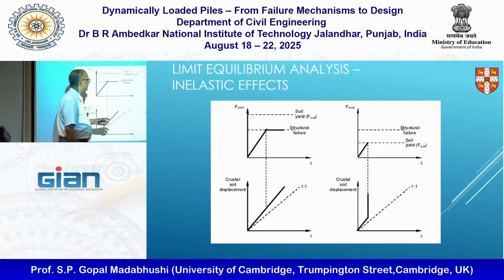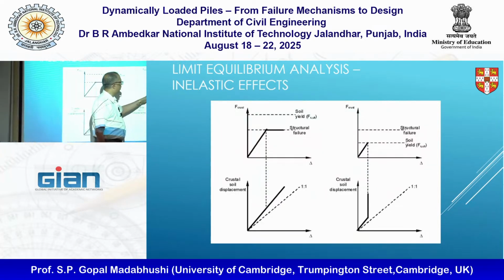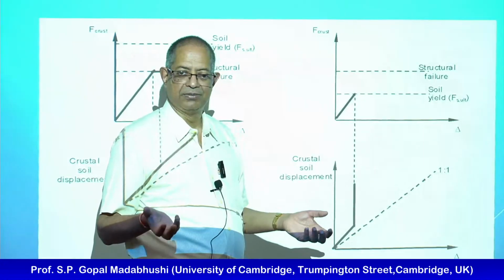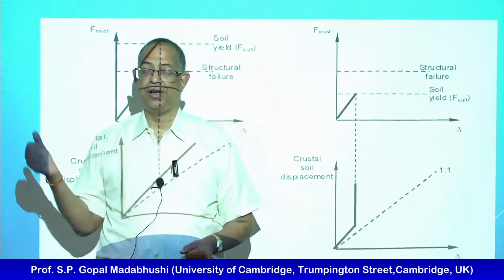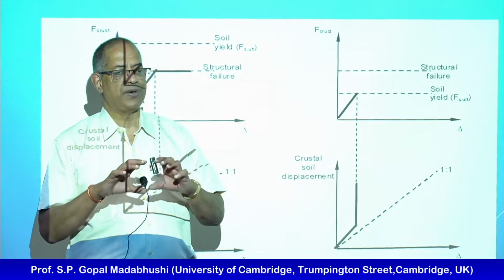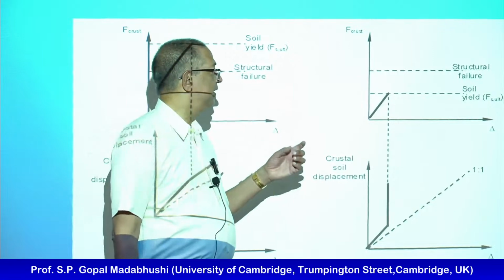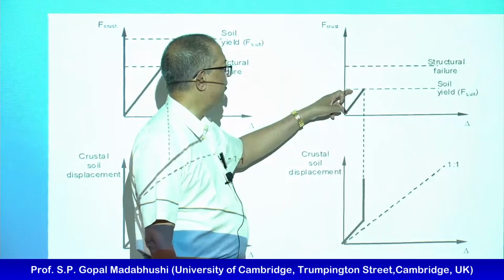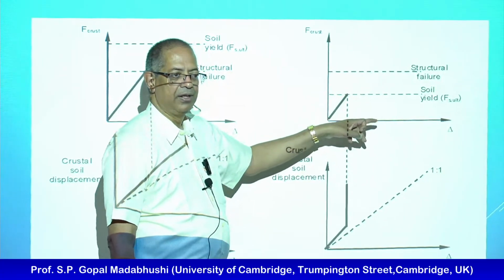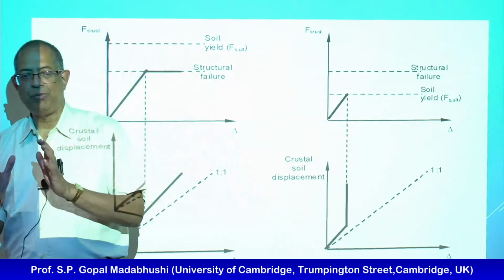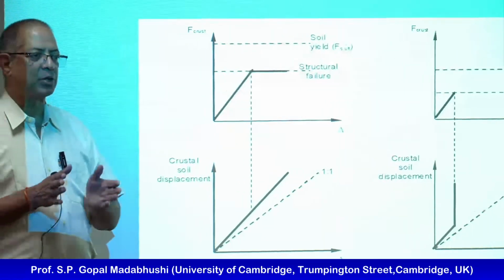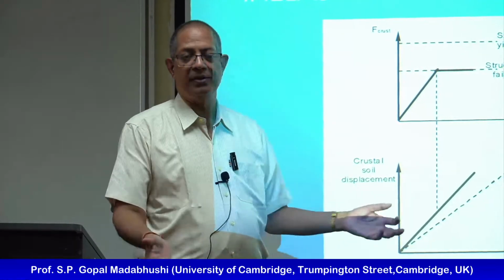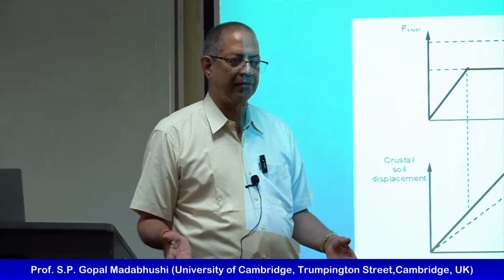But imagine that my crust soil is weak. It's not very stiff, a non-liquefiable layer, fairly soft clay. Then the structural failure will happen much higher compared to the soil yield. So the pile will stay where it wants to, and the soil is going to try and flow around it, and therefore will apply the full passive pressure, whatever it can.